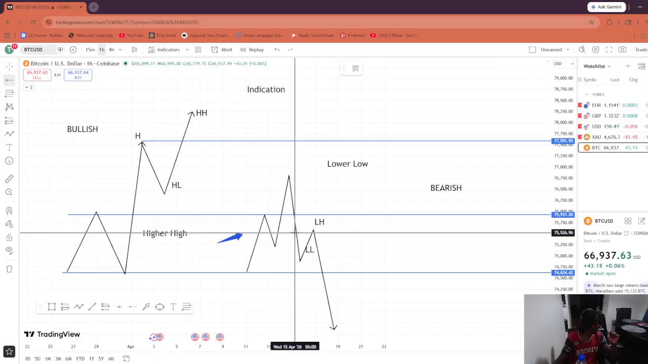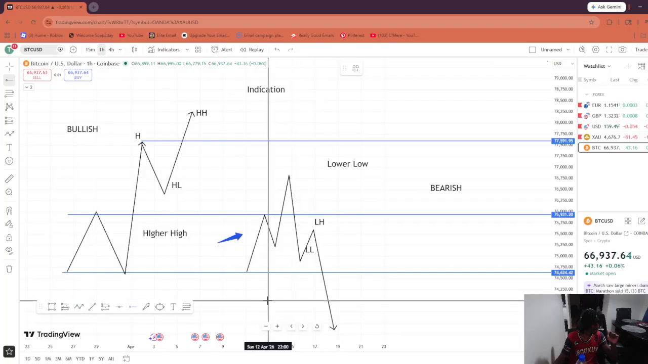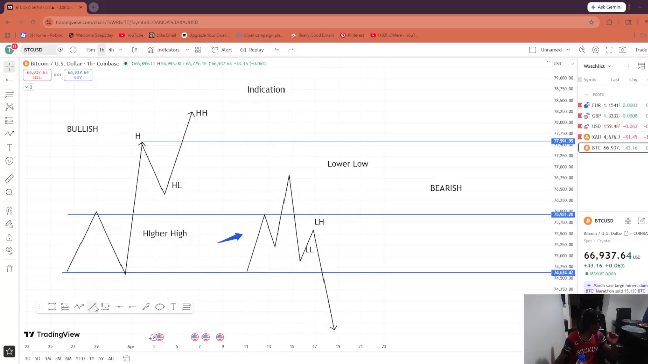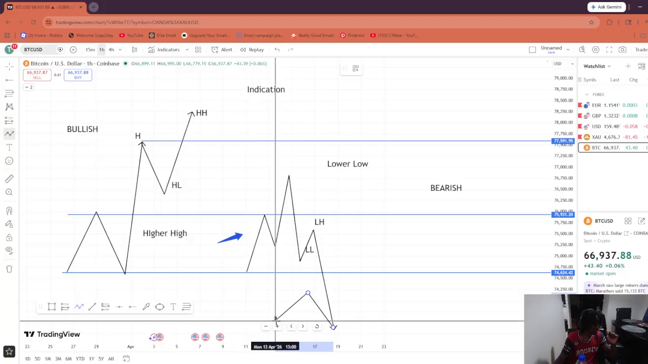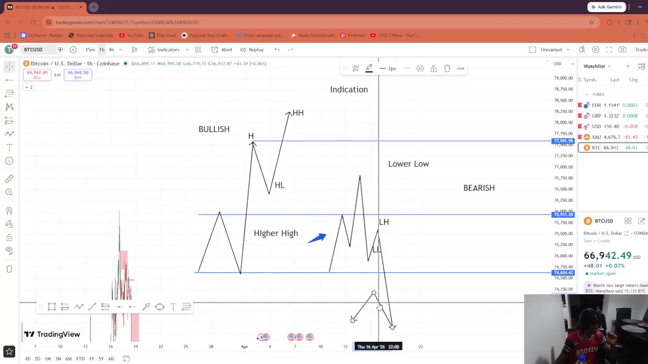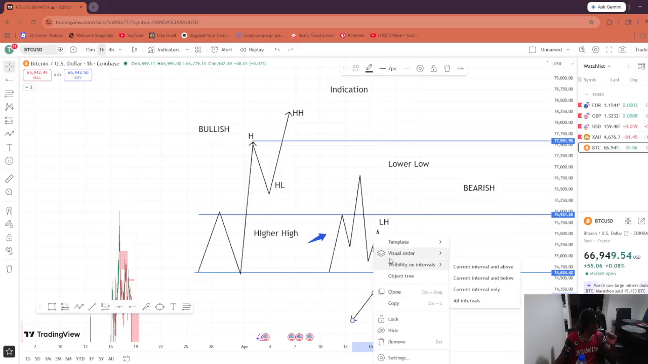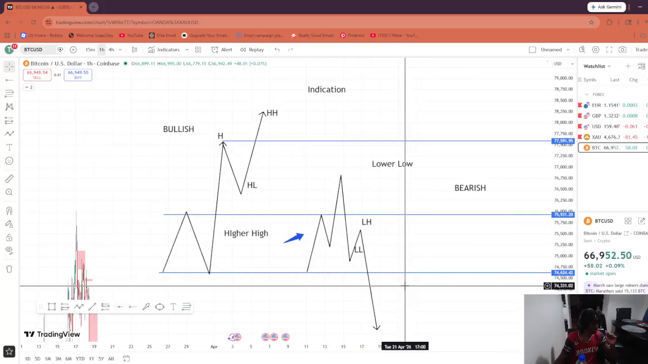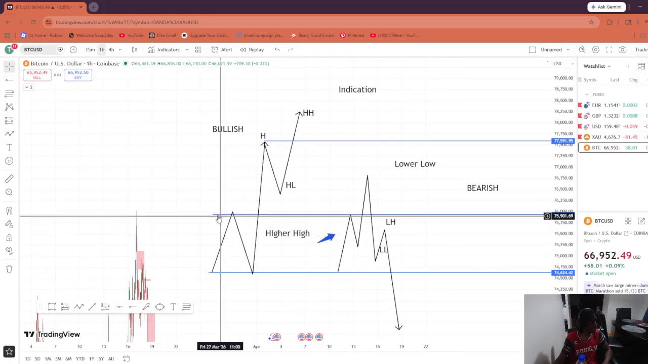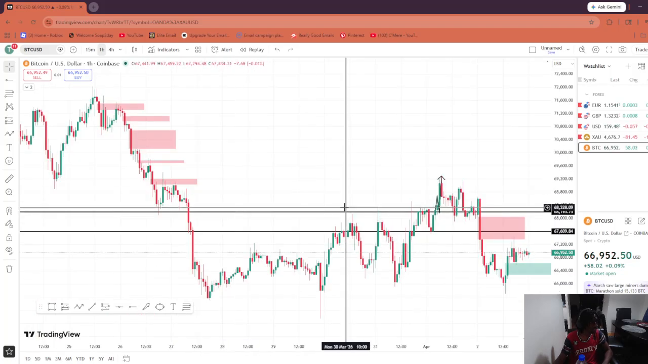We continue down, then we gotta create a lower low into a continuation down. Oh, this is ugly. Remove that. But yeah, and let me show you guys a good example right here.